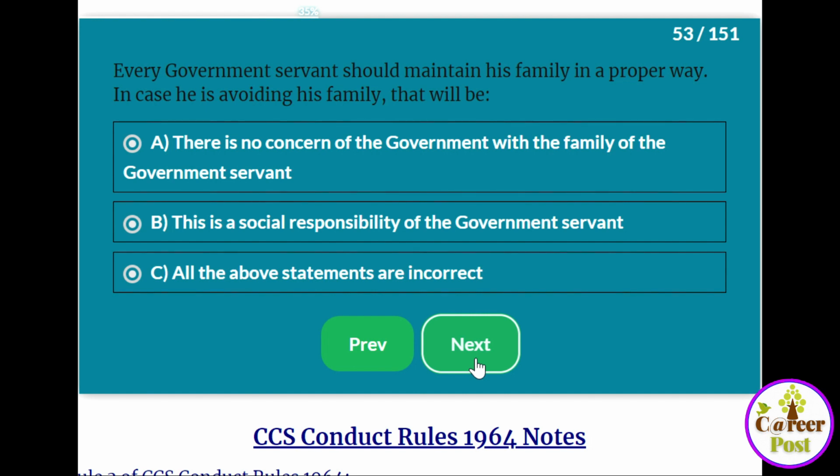Every government servant should maintain his family in a proper way. In case he is avoiding his family, there is no concern of the government with the family of the government servant. This is the social responsibility of the government servant. All the above statements are incorrect. The fourth option is whether it constitutes a violation of CCS Conduct Rules. It is against CCS Conduct Rules.